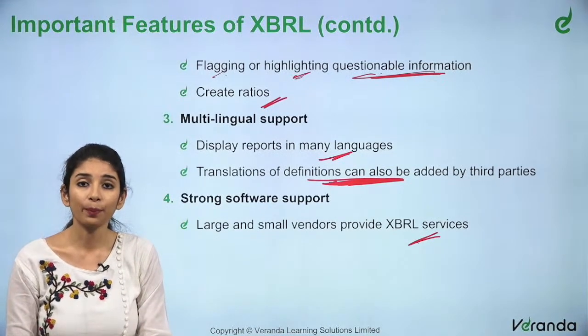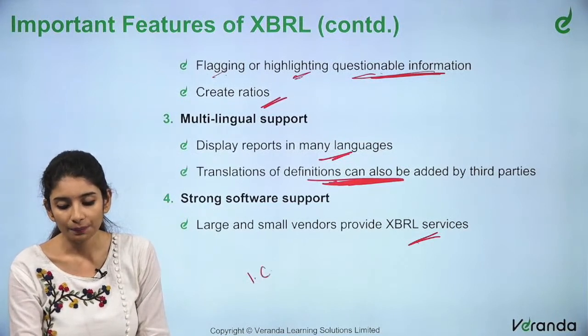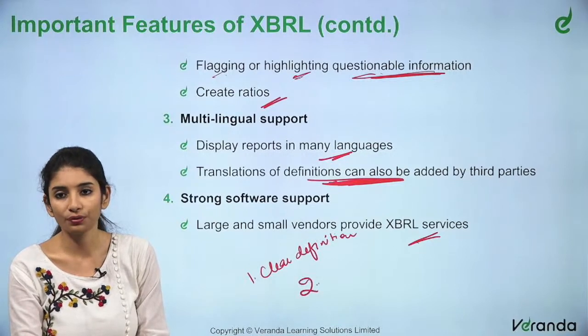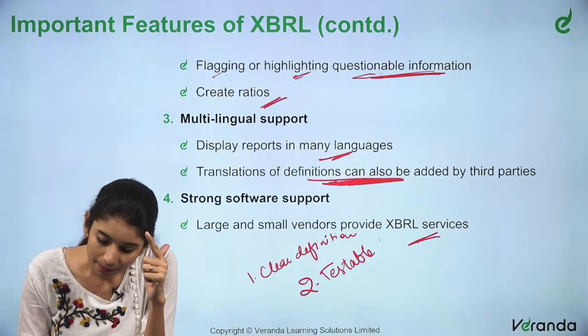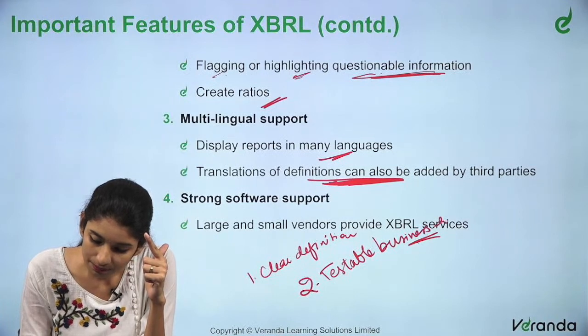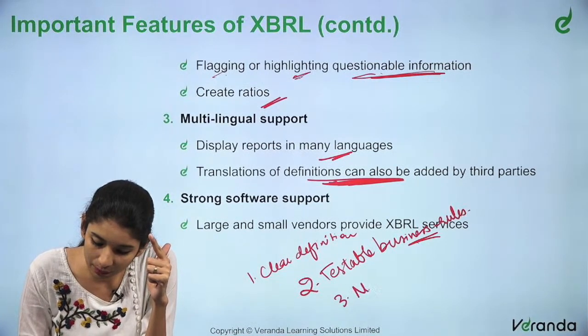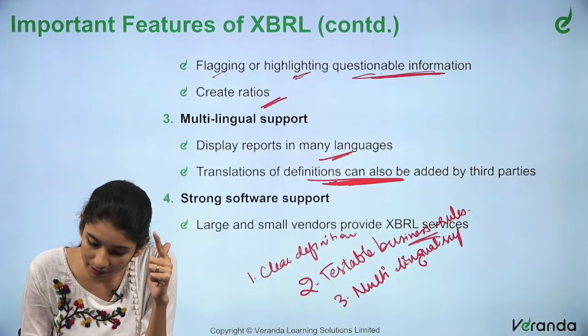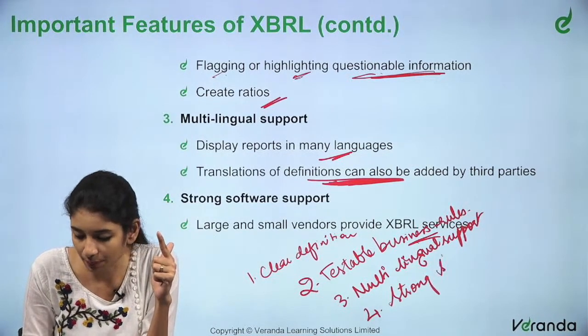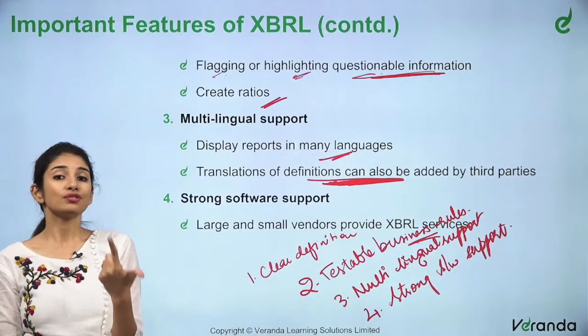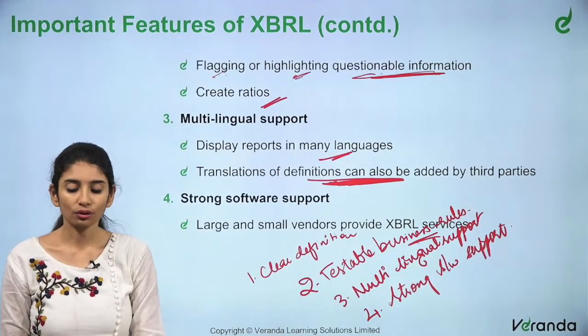So, four points in important features of XBRL. First point, clear definition of terms. All of you, are you revising with me? Clear definition of terms. Testable business rules. Third, you have multilingual support. And fourth, you have strong software support. Clear definition, testable business rules, multilingual and strong software support.